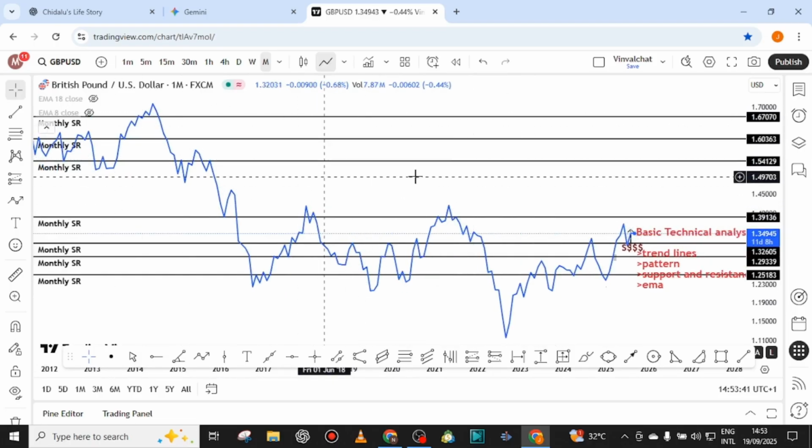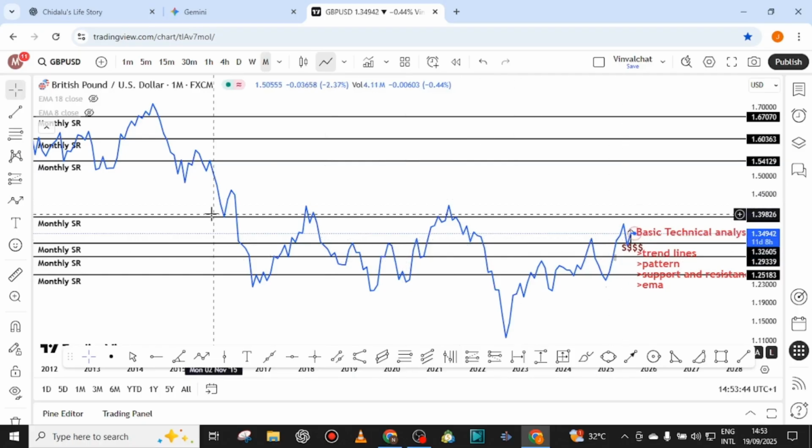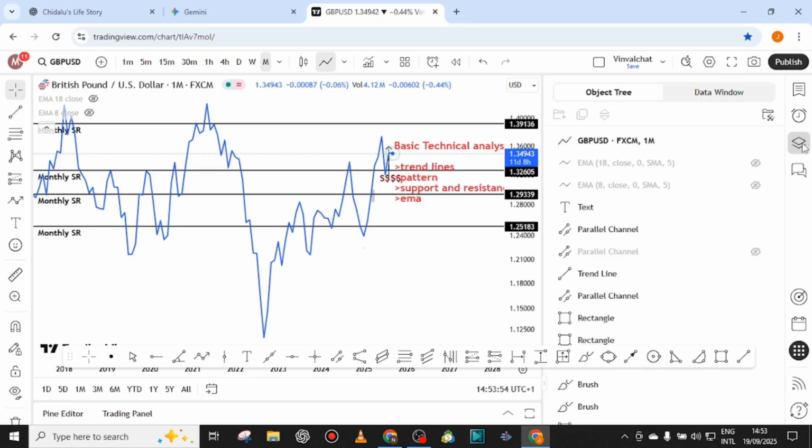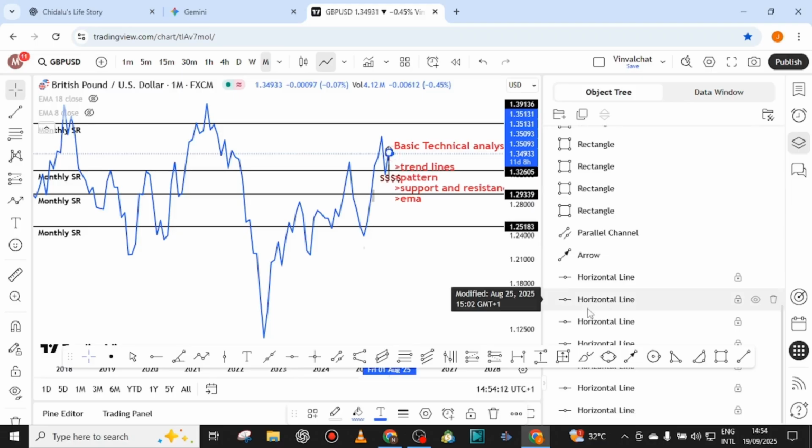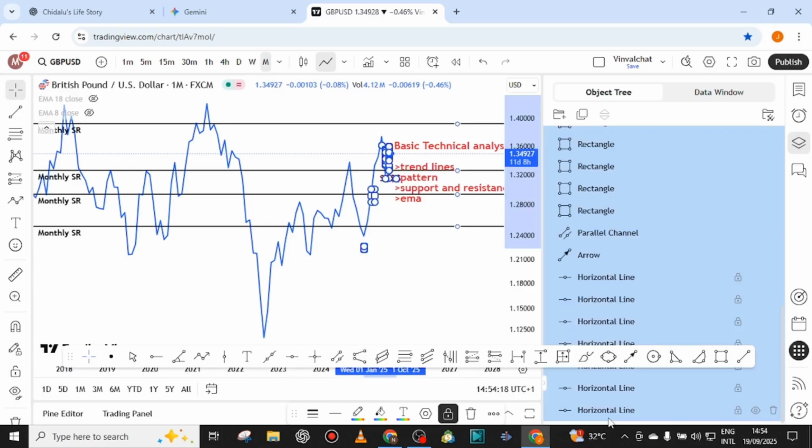I'm going to be teaching these monthlies. SR stands for support and resistance. I'm going to be hiding all this on my object tree. I'm going to click on the object tree and make sure I hide all these charts. Let me hide everything on my chart. Click, then hold shift. So we are going to hide what is on our chart.